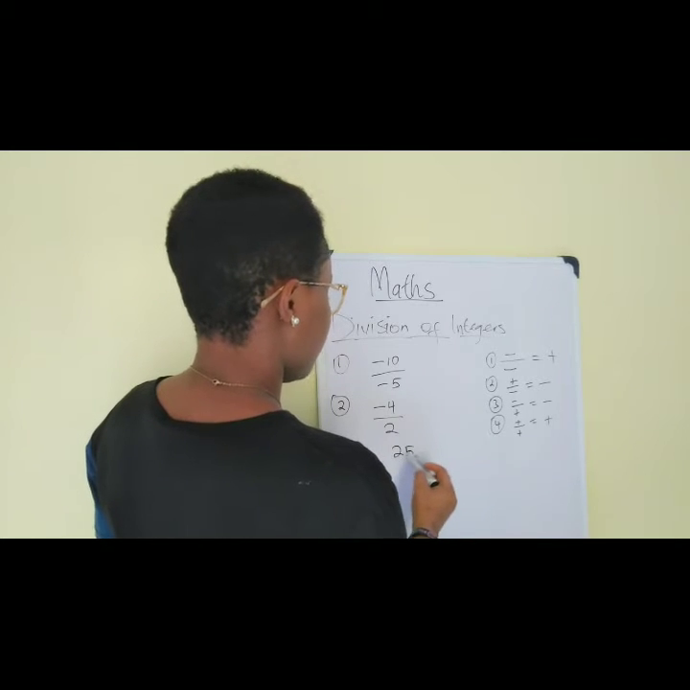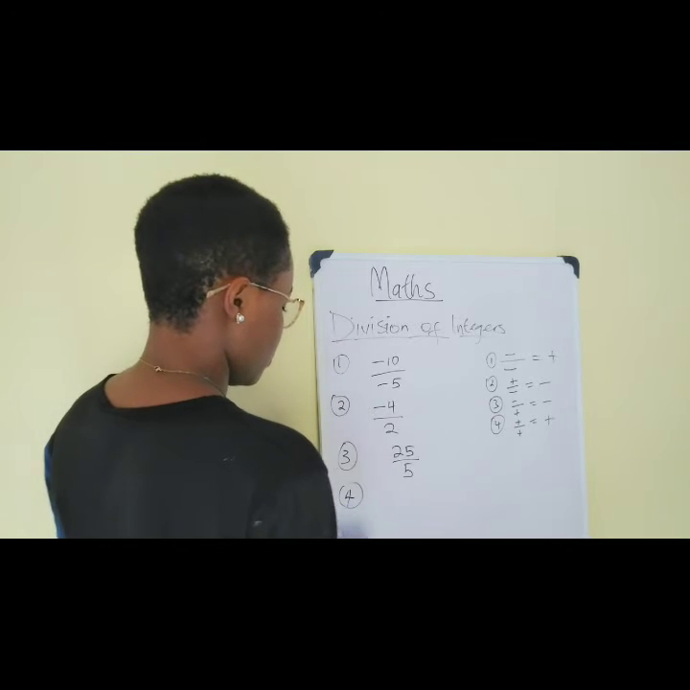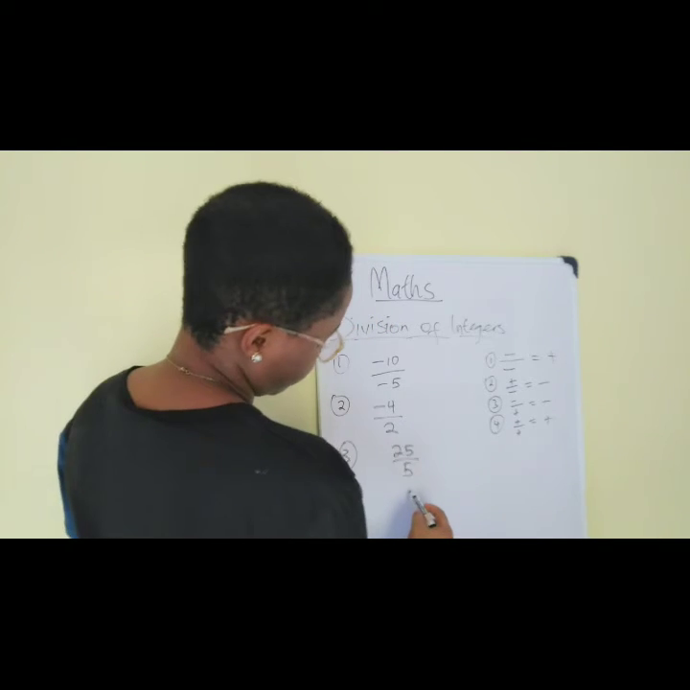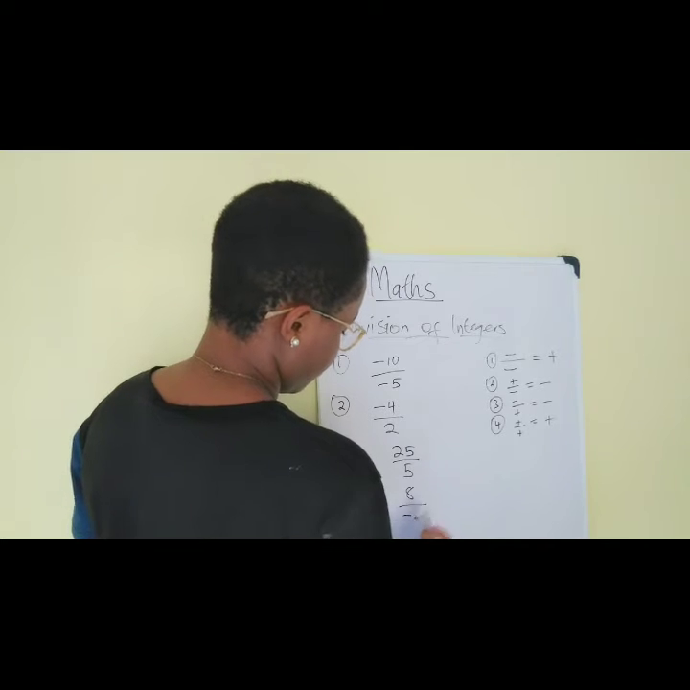Positive 25 divided by positive 5. And question 5. Positive 8 divided by a negative 2.